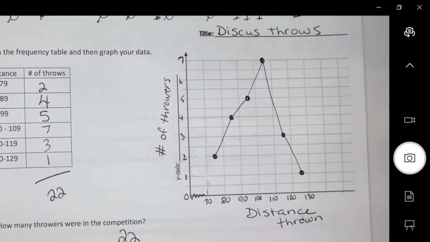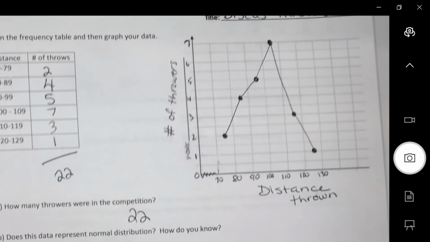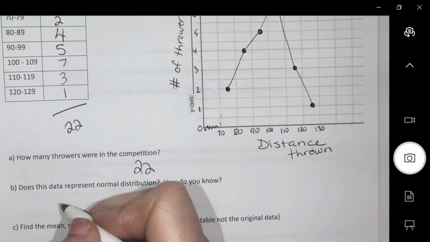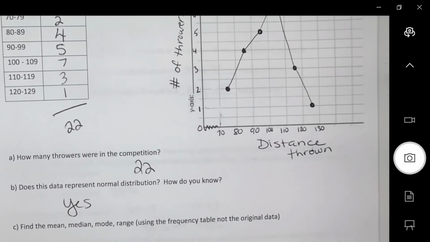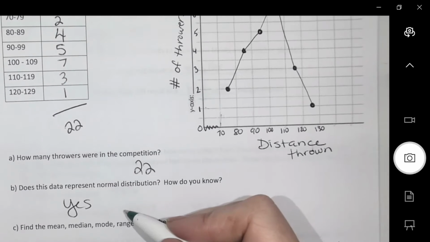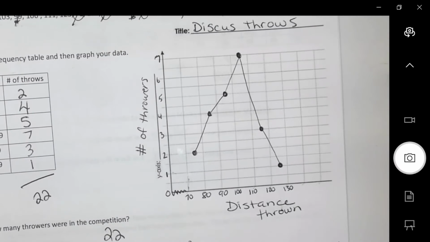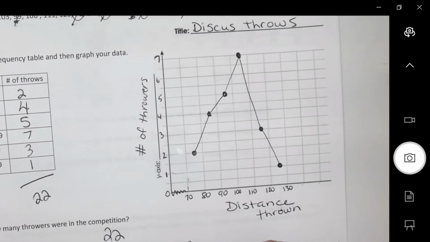Is this a normally distributed set of data? Yes or no, and how do we know? Well, my answer is yes. Why do you think I'm answering that it is? It's the bell shape, right? It goes on a trend. It gets higher in the middle and lower on the outsides. Okay, it doesn't have to be a perfect bell, but as long as it's continuing that trend of low on the outsides, higher in the middle, somehow.